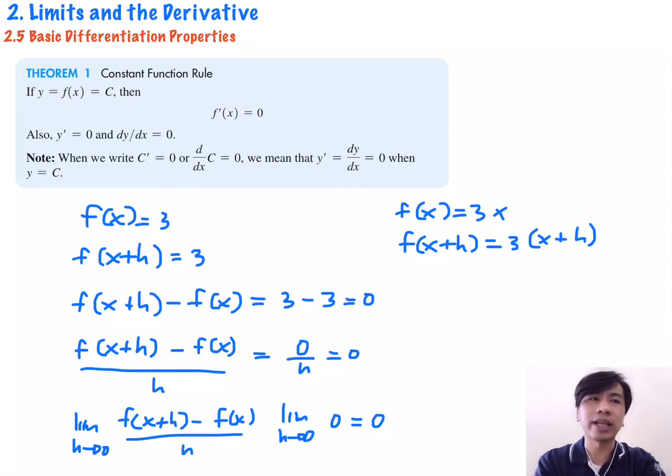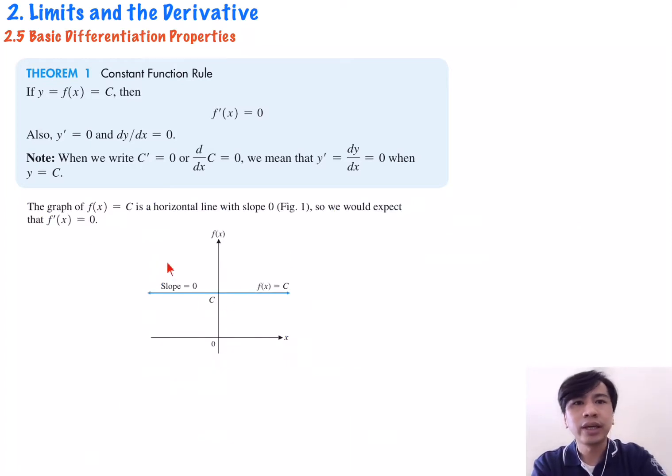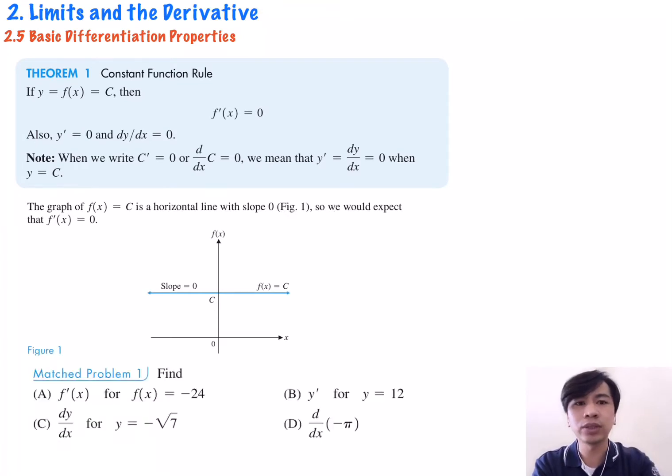The other way to look at it is geometrically. f of x equal to c will be a horizontal line. A horizontal line means that the slope is equal to 0. Remember that the derivative is the slope of the tangent line. For a horizontal line, the slope will be equal to 0. So when f of x equals c, the derivative is equal to 0. Let me show you: find f prime of x for f of x equal to negative 24, negative square root of 7, 12, or negative pi. All of these answers will be equal to 0.